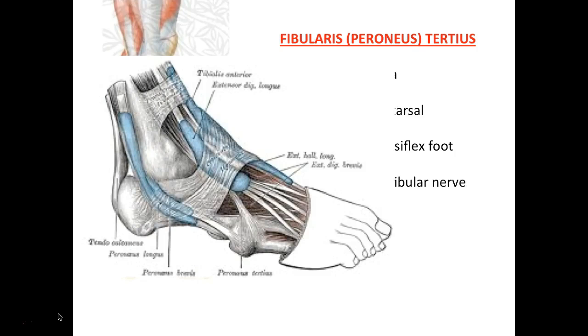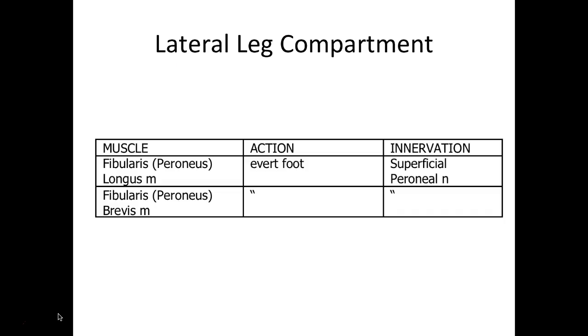So I just wanted to show you, when you're looking at this on a cadaver, what you want to do is count your tendons of your digitorum muscles. So 1, 2, 3, 4, and then that fifth tendon is going to belong to that fibularis tertius muscle.